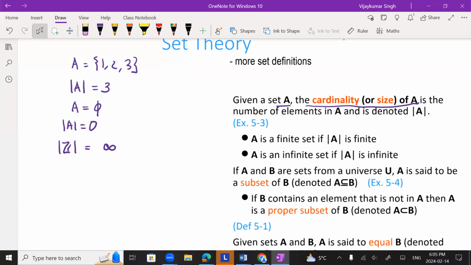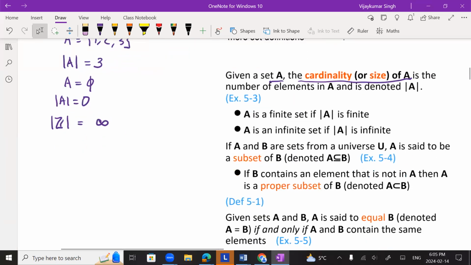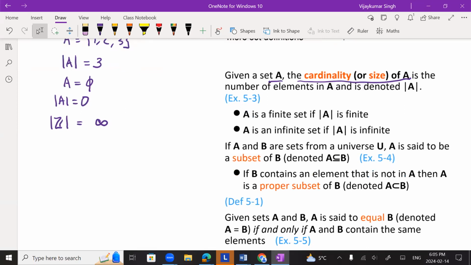Then we say that A is a subset of B, right? We say A is a subset of B, and the notation is A ⊆ B. If what happens? If x belongs to A implies x belongs to B.